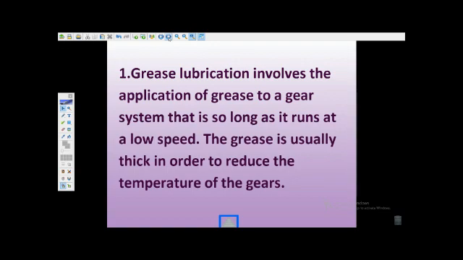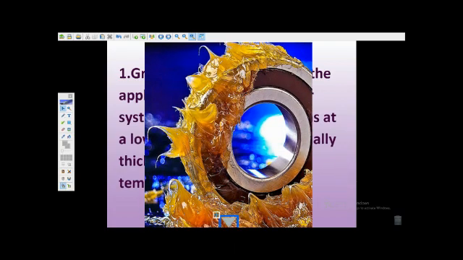Grease lubrication involves the application of grease to a gear system, so long as it runs at a low speed. The grease is usually thick in order to reduce the temperature of the gears. We have a sample of it. You see, this is a thick lubricant used to apply on gears as long as that vehicle runs at a low speed. Grease lubrication is suitable for such gears that run at a low speed, because it will help to reduce the temperature in the gear teeth.